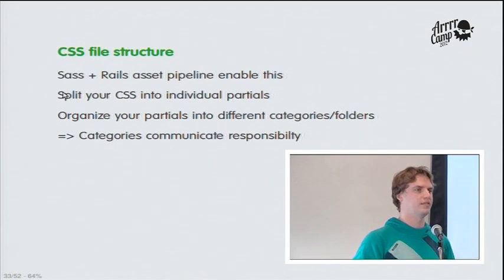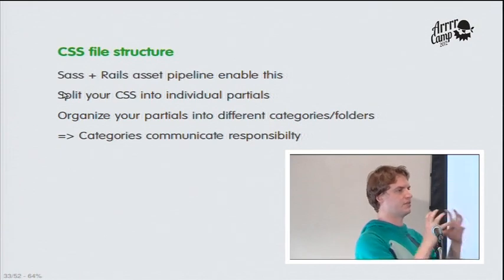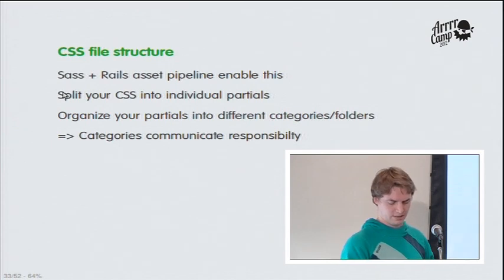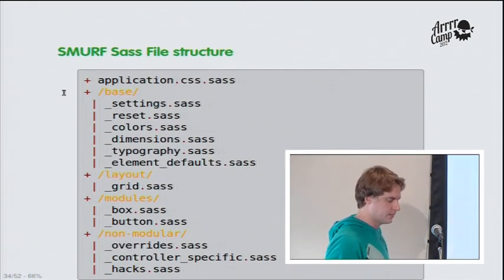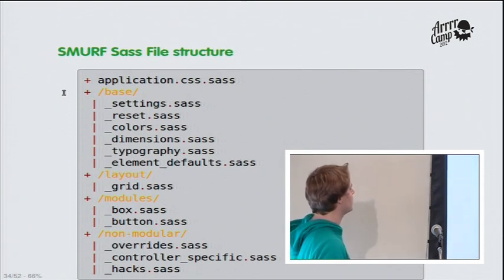Because not all CSS styles are created equal, in my opinion. We have to differentiate. Some styles are responsible for certain things, and other styles are responsible for another thing, and I'll get to that. So a typical SMACSS Sass file structure is going to look somehow like this.